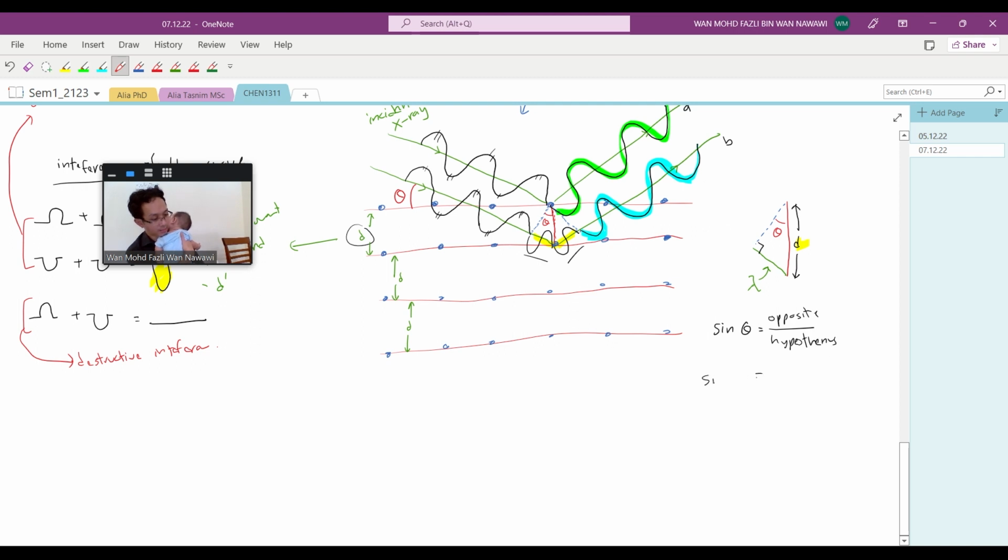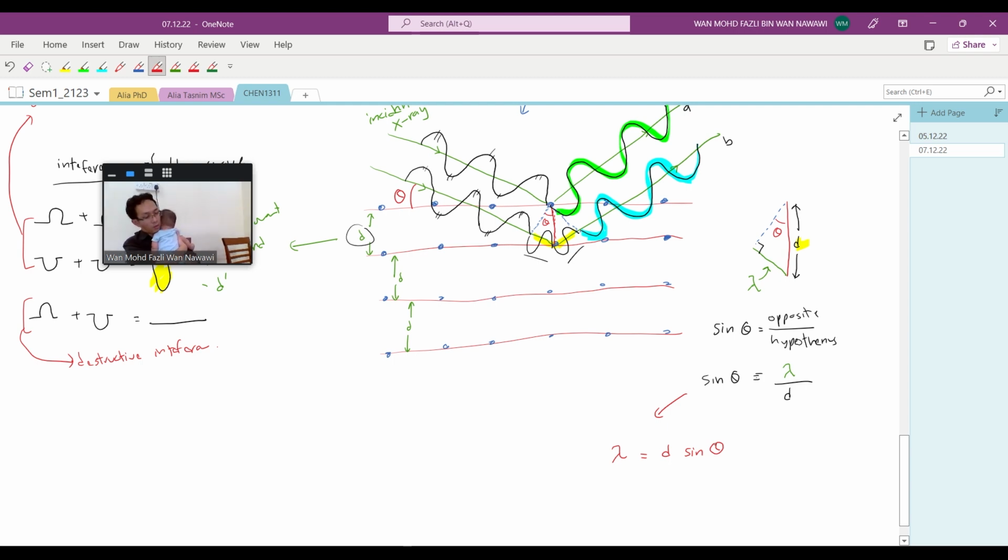So basically sin theta is the lambda here over D. What is D? D is red, green, over D. So that is sin theta equals lambda over D. You can just rearrange it, and you get lambda equals D sin theta.